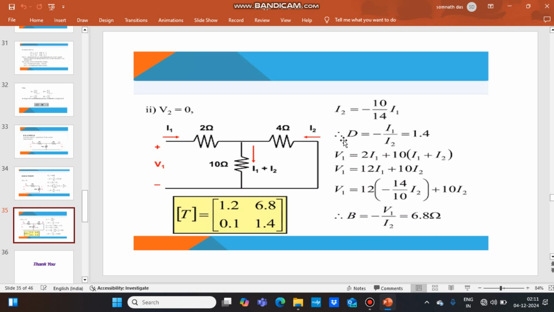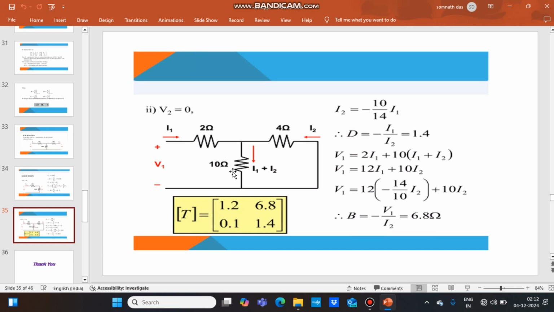To calculate the values of B and D, we have to make V2 equal to 0. That is, we have to short circuit the output terminals. By short circuiting the output terminals, the circuit becomes this network. From this network, we can write I2 equal to minus 10 by 14 I1. This we are getting by using the current division rule.